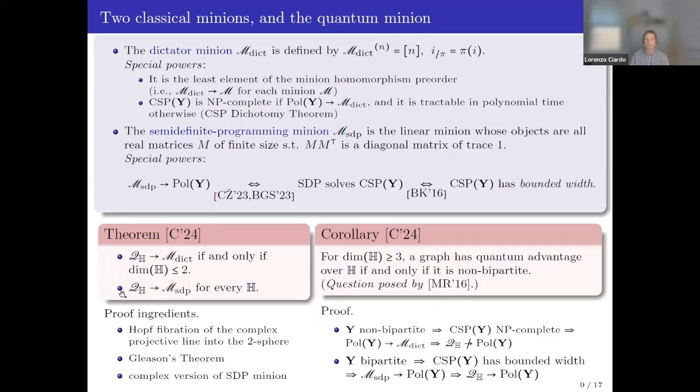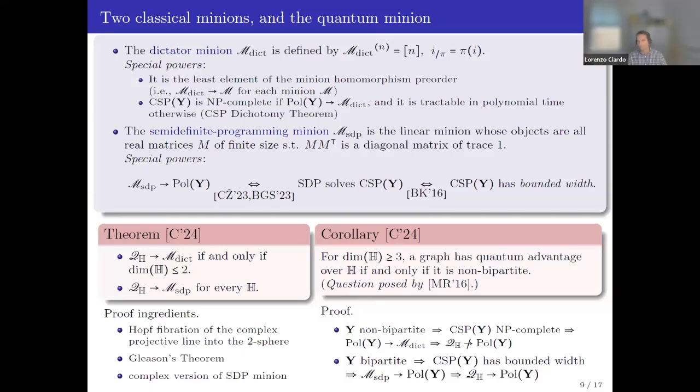And the proof is essentially trivial from the theorem. So if Y is non-bipartite, then we know that the CSP is NP-complete. This is a classic theorem by Hell–Nešetřil. But then we know that the polymorphisms map to the dictator minion, and then we can just compose with this theorem here to show that the quantum minion does not map to the polymorphisms, and we have done. On the other hand, if Y is bipartite, then the CSP can be solved by semi-definite programming or by local consistency, which means that the SDP minion maps to Pol(Y). And again, composing with the homomorphisms here, it follows that the quantum minion maps to the polymorphism minion, and then we have no quantum advantage.